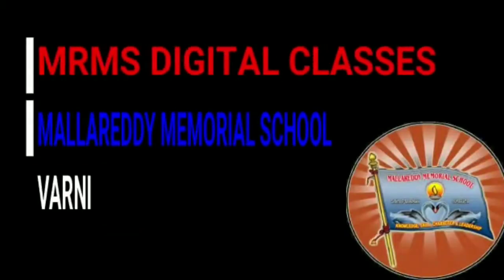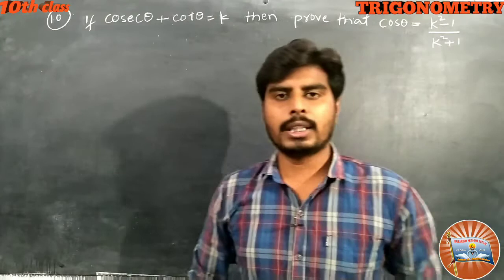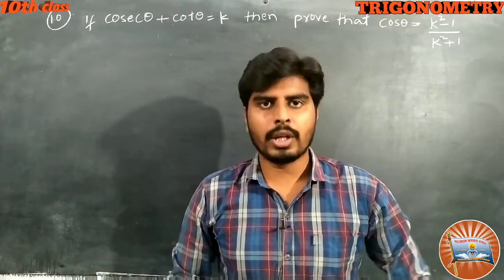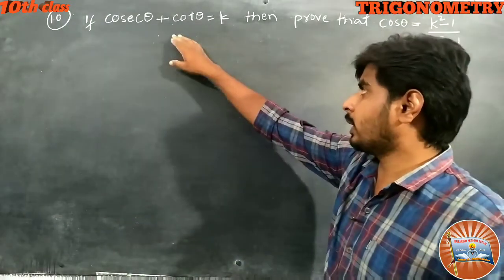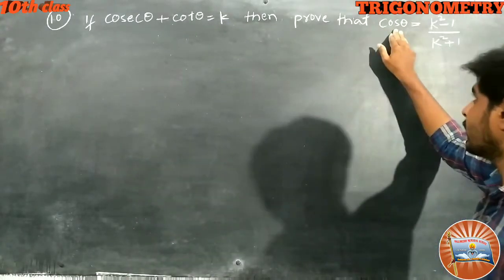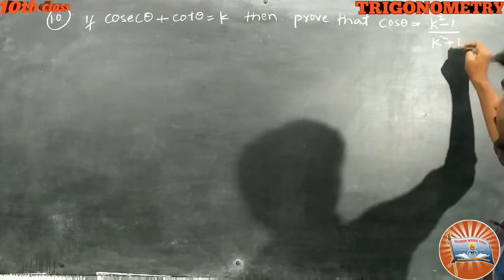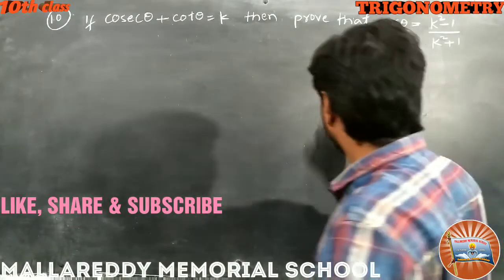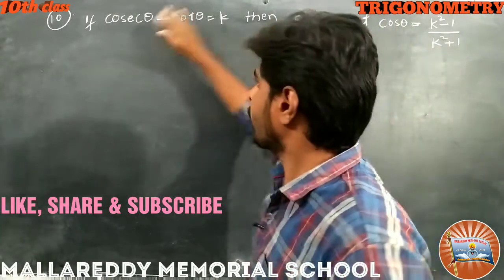असतो मा सद्गमय... Now exercise 11.4 problem number 10. Look at the question. If cosec theta plus cot theta equals k, then prove that cos theta is equal to (k square minus 1) by (k square plus 1). Here we have to prove this by using this condition.